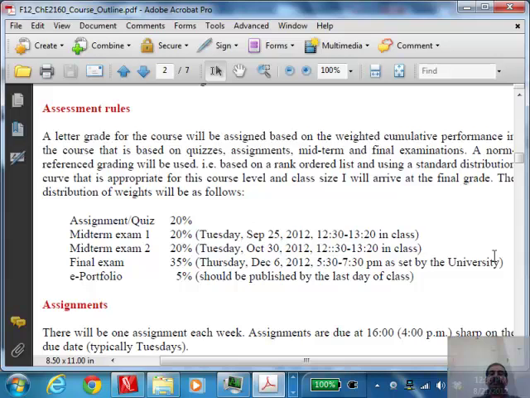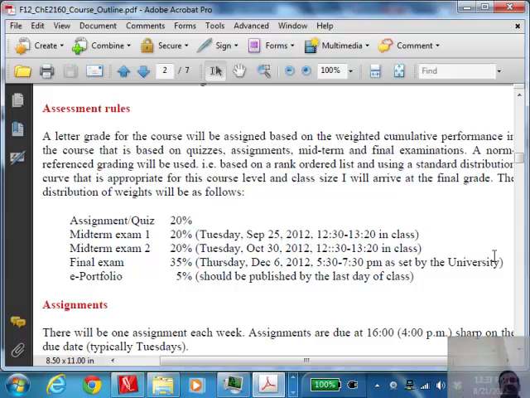Then there will be 2 midterm exams. I have already indicated the date, September 25th and October 30th, in class, during the class hour, and each one would be worth 20% towards the total weight. And then there will be a final exam that will be worth 35%. And then I call an e-portfolio, which is worth 5%.